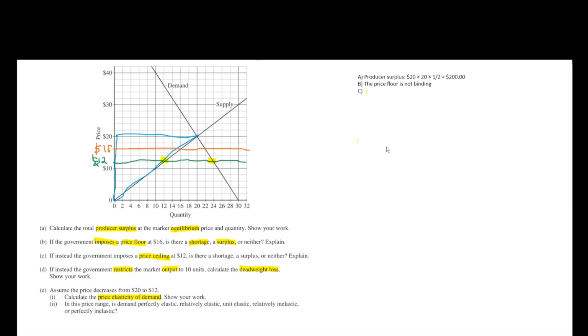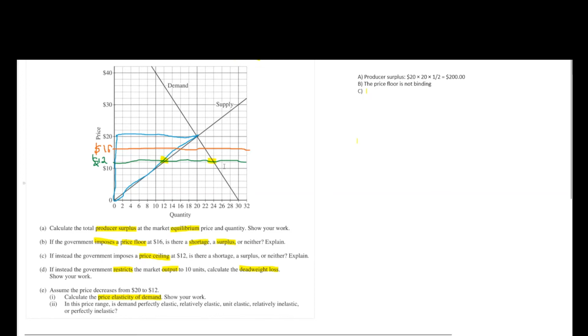Looking at question C, we can see now we've got the opposite, a price ceiling. I've drawn a green line here at $12. And remember, a price ceiling prevents the price from rising to the equilibrium price. Our price ceiling is indeed below the equilibrium price, which tells us that it is binding or effective. So that would be an adequate answer.